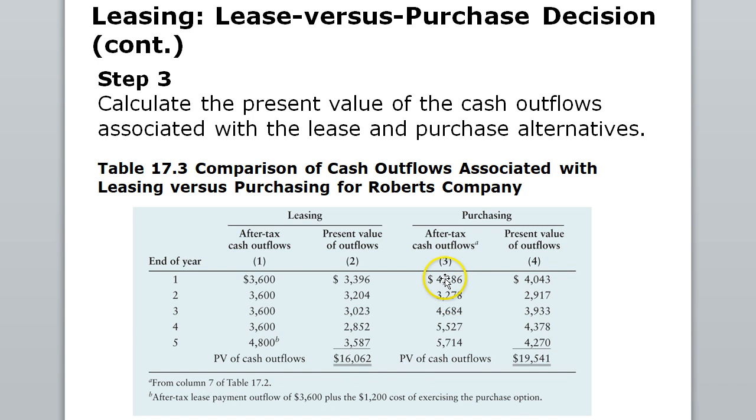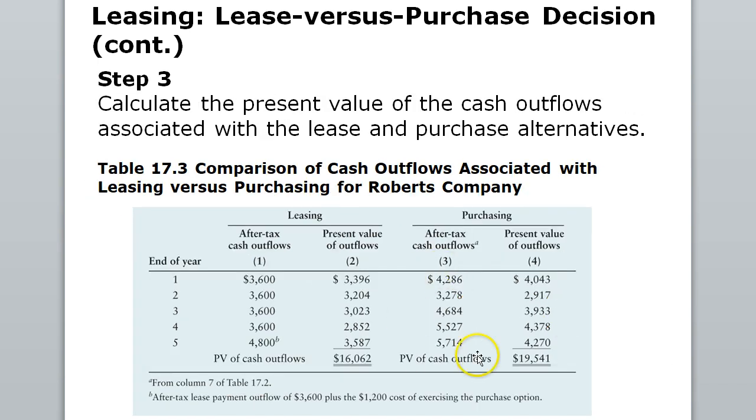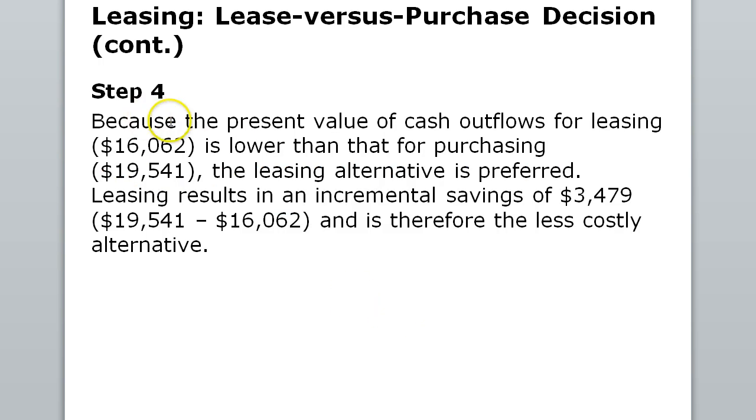Now, the purchase, we have our after-tax cash flows that we calculated here. Going to move those up over here, and then find the discounted value of these after-tax cash outflows, and then find the present value of the leasing and the present value of the cash flows of the purchasing. And we see that the purchasing here is more than the leasing, so the purchasing is more expensive. So because the present value of the lease is lower than the purchase by $3,479, we should go with the least costly alternative of leasing. So that's a simplistic lease versus purchase decision.